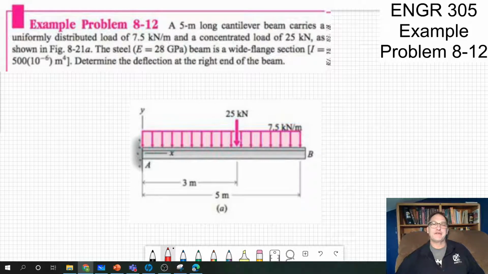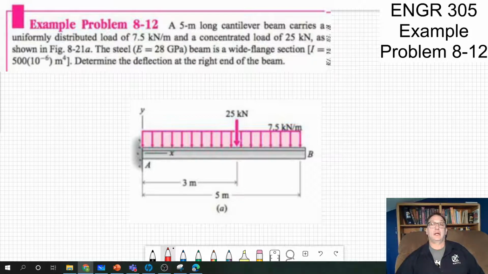Engineering 305, example problem 8-12. We have another cantilever beam problem we're going to solve through cartoons. The other one was simply supported. This is a cantilever beam. It is 5 meters long. It has a uniformly distributed load of 7.5 kilonewtons per meter and a concentrated load of 25 kilonewtons as shown in figure 821, which I've got the picture there.